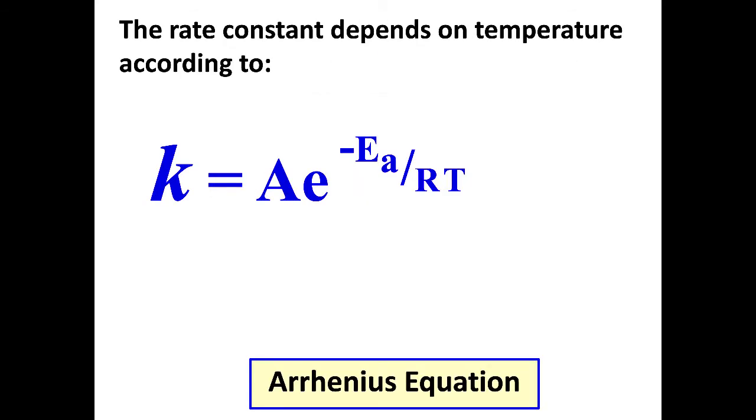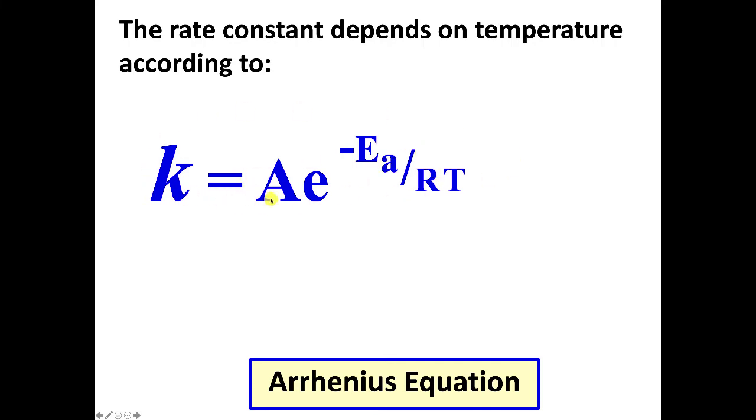And this is not a thing we're going to derive. This is just a known relationship that will be provided as an equation for you, but you're going to need to know what things mean and how to deal with it. It turns out that the rate constant K depends upon temperature and on activation energy according to this equation.